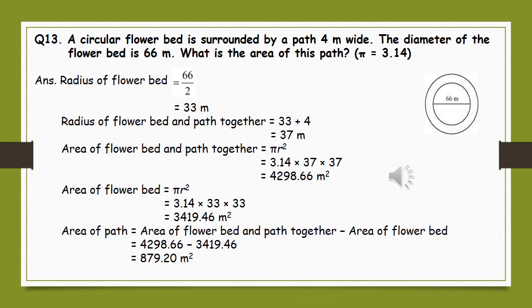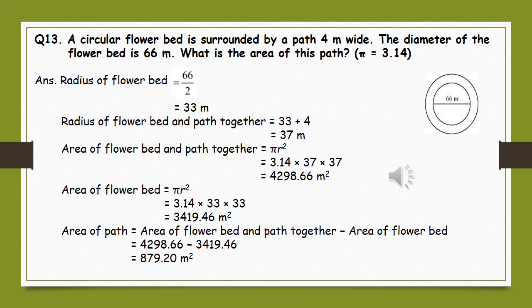Sum number 13. A circular flower bed is surrounded by a path 4 meter wide. The diameter of the flower bed is 66 meter. What is the area of this path? The value of pi is given as 3.14. The diameter of the flower bed is given as 66 meters, so radius will be half of it, that is 66 by 2 meter or 33 meter. Radius of the flower bed and the path together, path is 4 meter wide, so 33 plus 4, that is 37 meter.